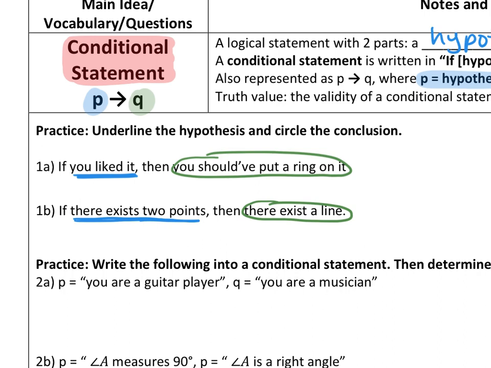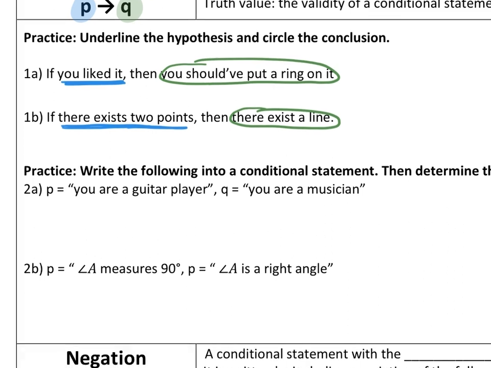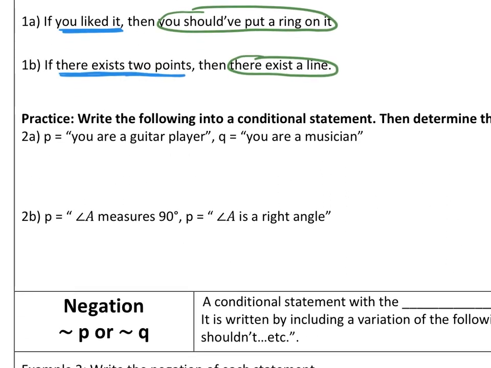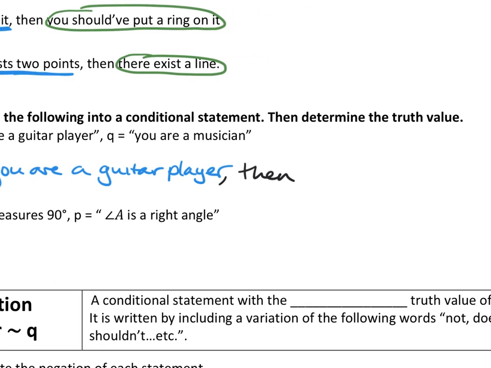Now again, we can write our own conditional statements, especially if they give us the P and the Q. In 2a, it says P is you are a guitar player, and Q is you are a musician. I just said magician, musician. If we put that together as a conditional statement, we start off with the word if. If, and then our hypothesis. You are a guitar player. What's our conclusion? Then you are a musician. I keep wanting to say magician.